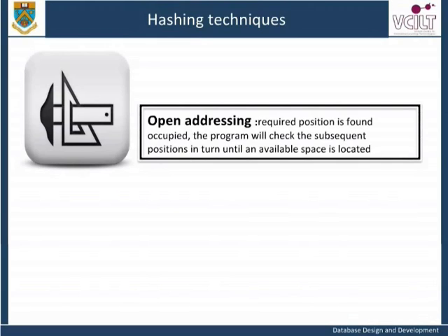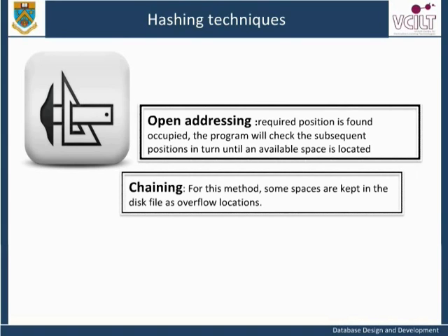Open addressing. If the required position is found occupied, the program will check the subsequent positions in turn until an available space is located. Chaining. For this method, some spaces are kept in the disk file as overflow locations. In addition, a pointer field is added to each record location. A collision is resolved by placing the new record in an unused overflow location and setting the pointer of the occupied hash address location to the address of that overflow location. A linked list of overflow records for each hash address needs to be maintained.